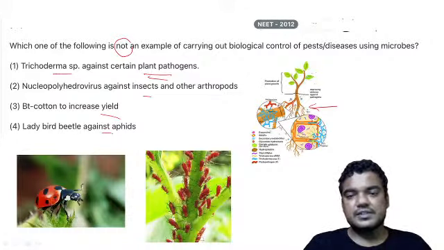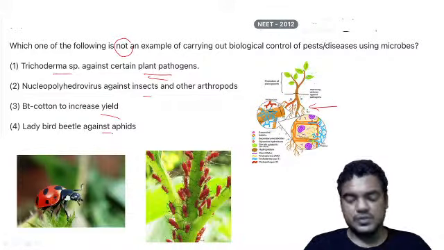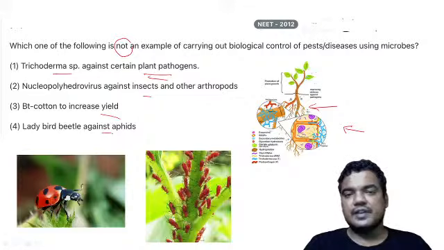So that is a symbiotic association where both get benefited. And this Trichoderma species, when it is present around the roots of this plant in the soil, the other pathogens cannot grow in this environment. So this acts like a biological control in this condition.